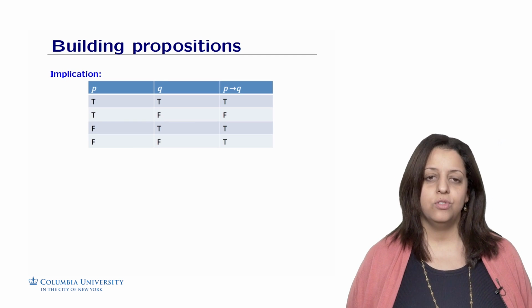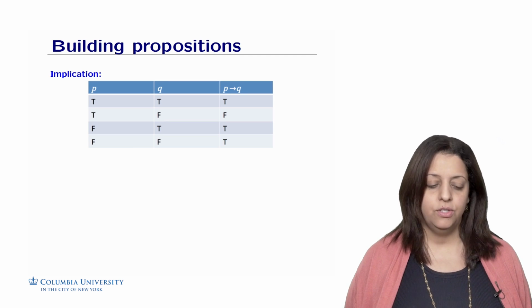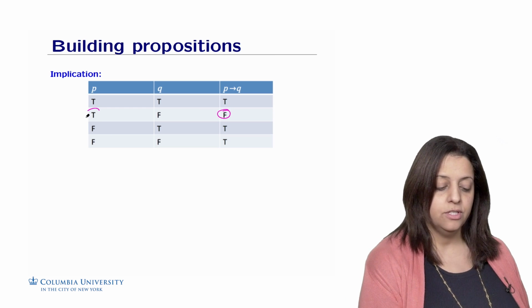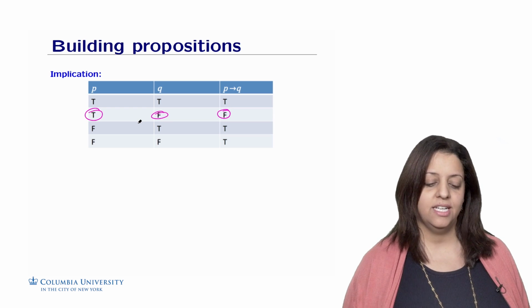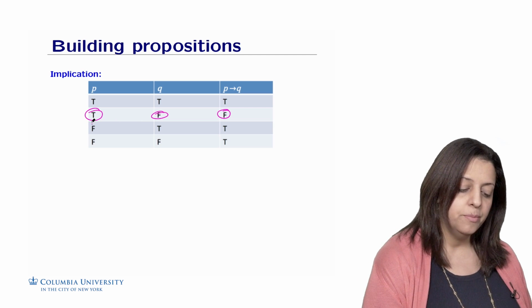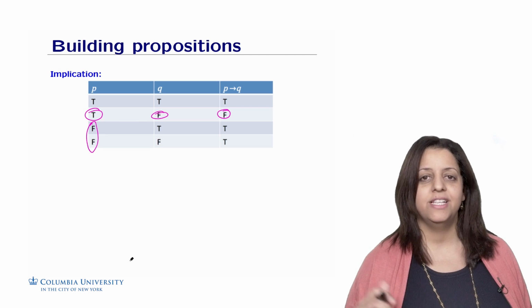Here's another important truth table, the truth table of implication. Given propositions P and Q, P implies Q will be false only when P is true and Q is false. This is the definition that logicians decided to give to implication, in the sense that whenever P is false, we give the implication truthfulness the benefit of the doubt.